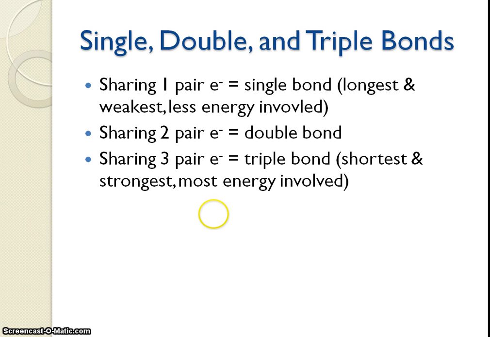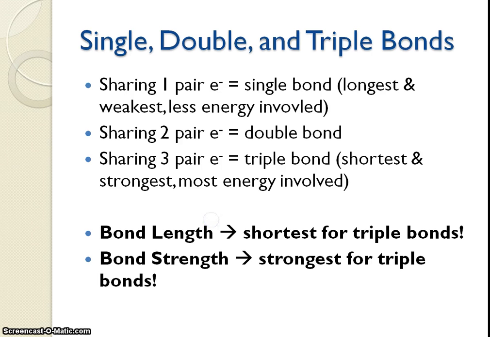And the more bonds you have, the closer the atoms get to each other, and the stronger the bond is going to be. So for bond length, it's the shortest for triple bonds, and for bond strength, it's the strongest for triple bonds.